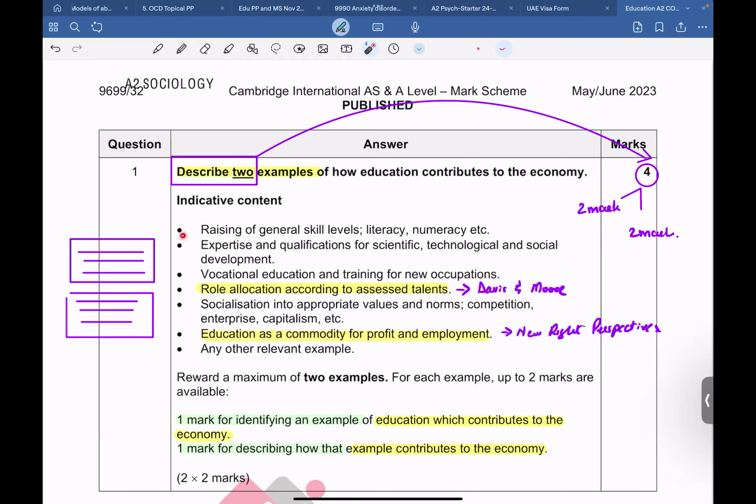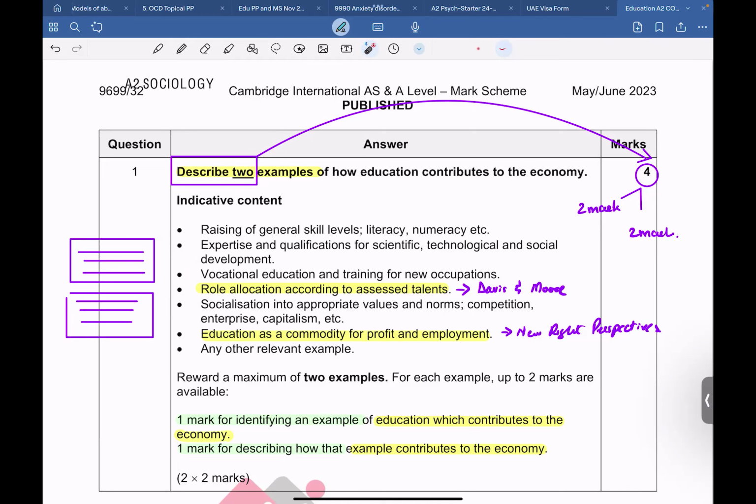Amongst these different options that CIE has given us, I'd personally want to use this point. The point over here reads, the role allocation job that the education system does based on the talents an individual has. So as this line reads, role allocation according to assessed talents. You should be aware that this is a functionalist concept that was put forward by Davis and Moore.